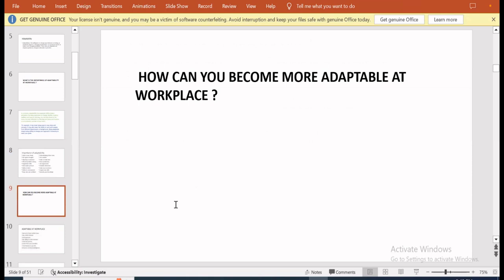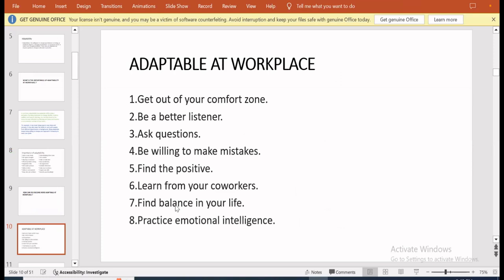How can you become more adaptable at work? Get out of your comfort zone. Be a better listener. Ask questions. Be willing to make mistakes. Find the positive. Learn from your coworkers. Find balance in your life and practice emotional intelligence. So if you want to be adaptable and flexible at the workplace, you will do these things.